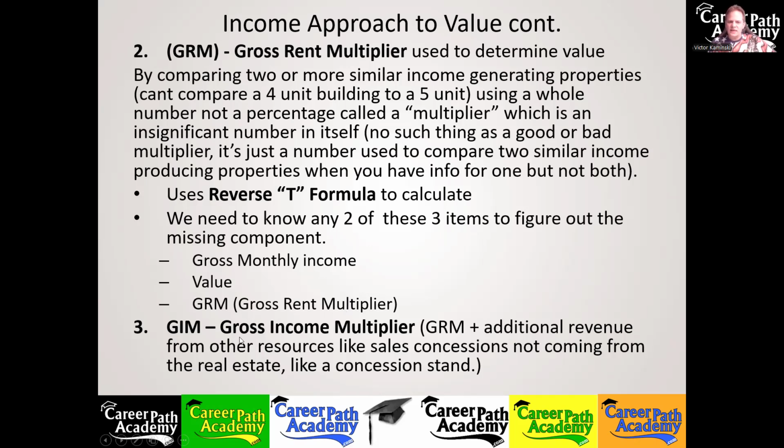And then lastly, once again, the GIM, the gross income multiplier, basically is based on calculating the GRM and then adding in revenue from other sources like concessions, stands and such that are generating income that's not coming from the real estate.